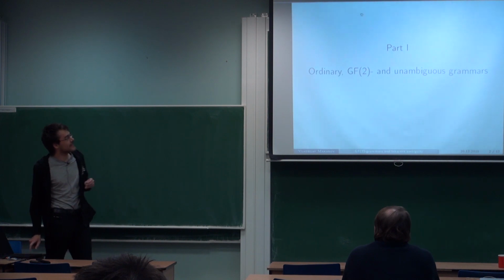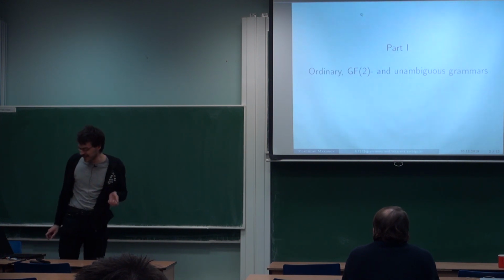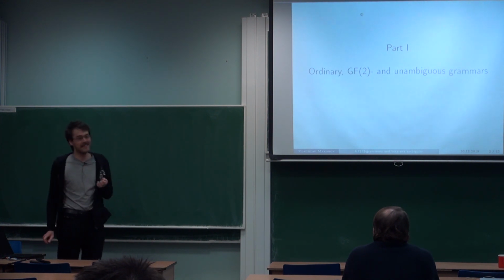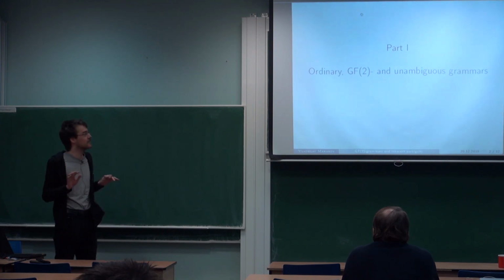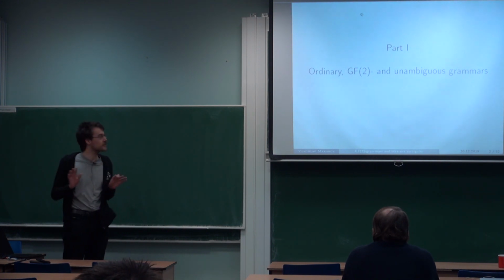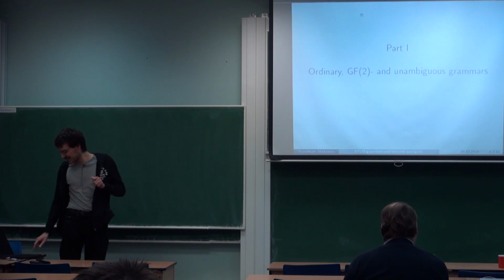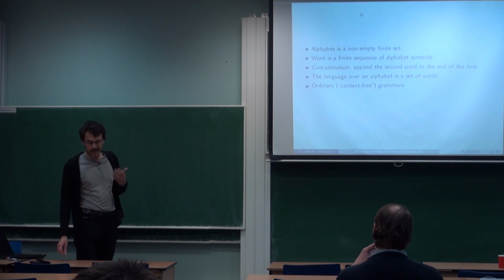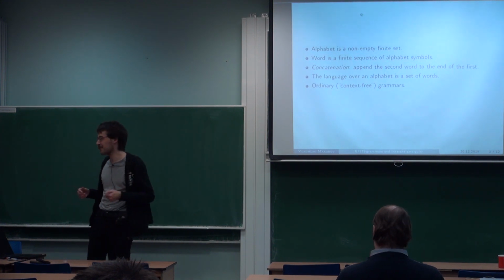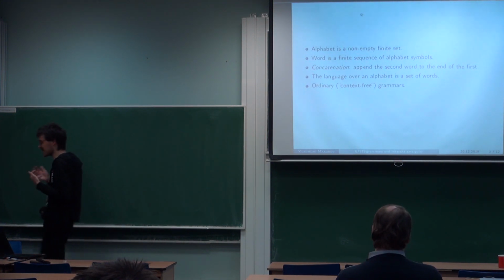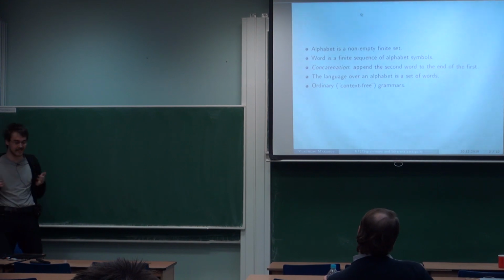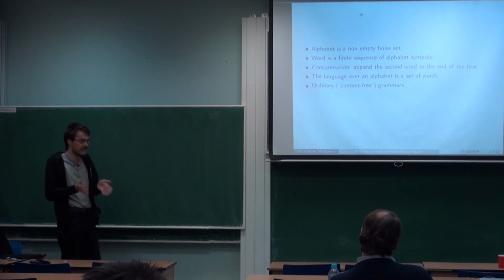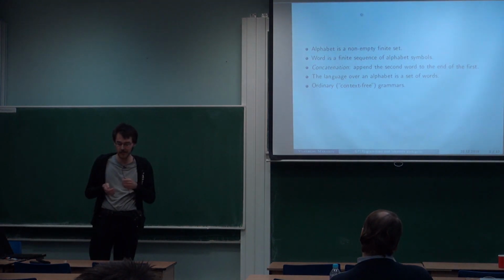So first, there is a theory of ordinary and ambiguous grammars, and there are some kind of GF2 grammars which, for the purpose of this talk, you don't have to know what they are. How does formal language theory work? An alphabet is just some finite set, and a string over an alphabet is just a finite sequence of symbols over such alphabet.